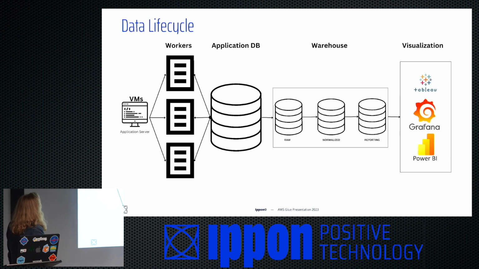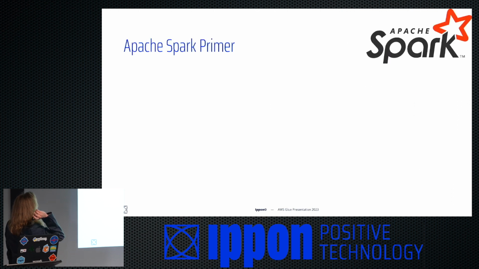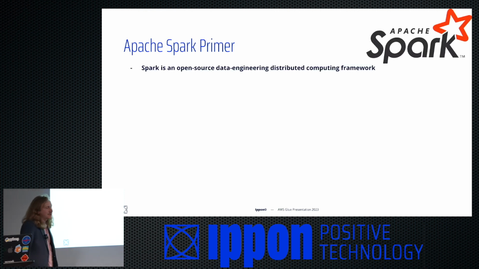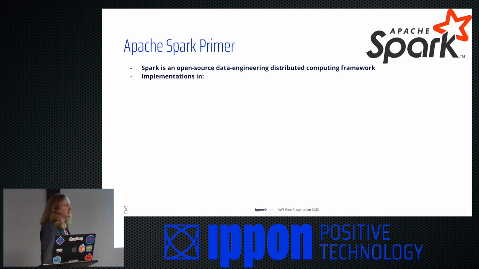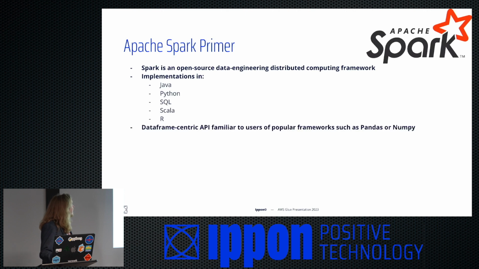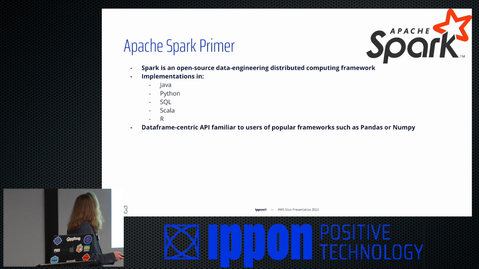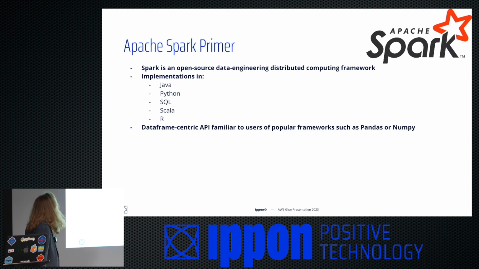Cool. So what does Glue do for that? Well, what Glue does is it gives you an easy way to run Apache Spark, because that's really what it's doing under the covers. So Spark is an open source compute framework. It's got implementations in a bunch of common languages that all of your data friends are going to know. So it comes in Java, of course, Python, SQL, Scala, and even R, which I didn't know it did until last week.